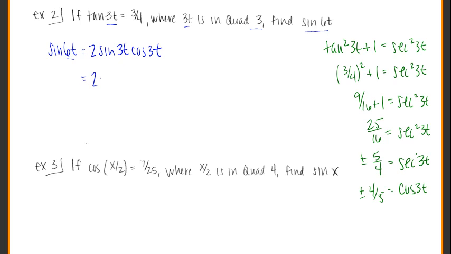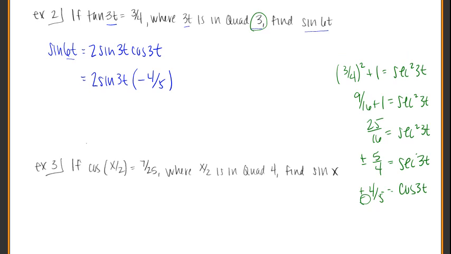And since our angle 3t is in quadrant 3, which they tell us right there at the beginning, and in quadrant 3 cosine's negative, we're going to go with negative. Okay, so let's go back to the original part of the problem. Let's fill this in. So we're still going to get sine of 3t, but now we know that cosine of 3t is a negative 4/5. Okay, so let's clean up over here on the right.